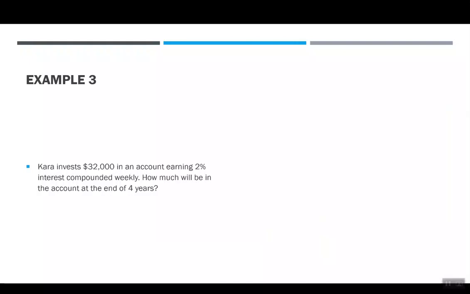Kara invests $32,000 in an account earning 2% interest compounded weekly. How much money will be in the account at the end of 4 years? So just like before, I'm going to start by saying my P is 32,000, my R is 0.02. This time weekly compounding means N is 52 and our time is 4.